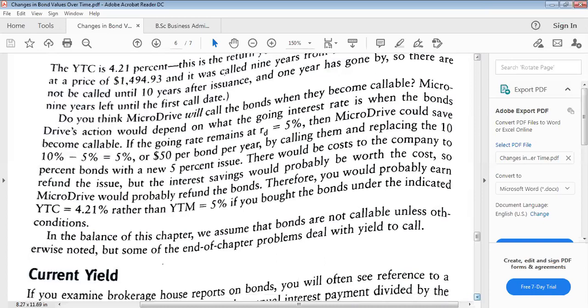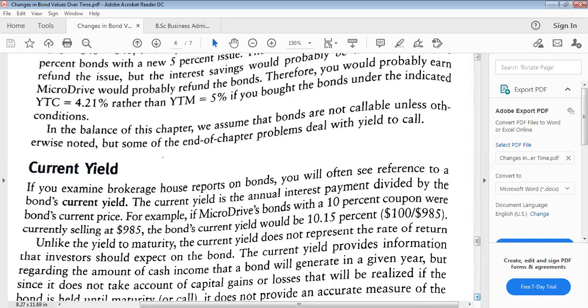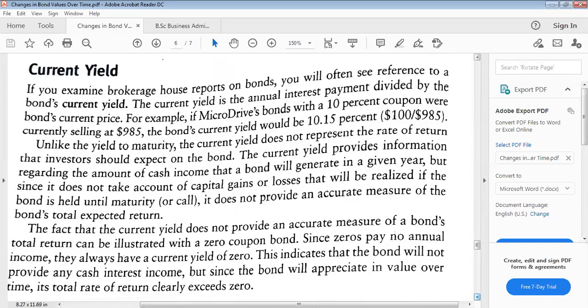In the balance of this, we have current yield now. If you examine brokerage house reports on bonds, you'll often see reference to a bond's current yield.